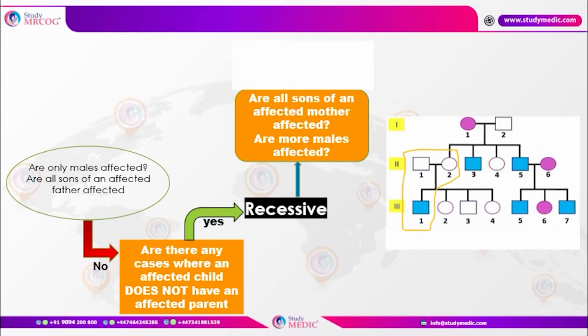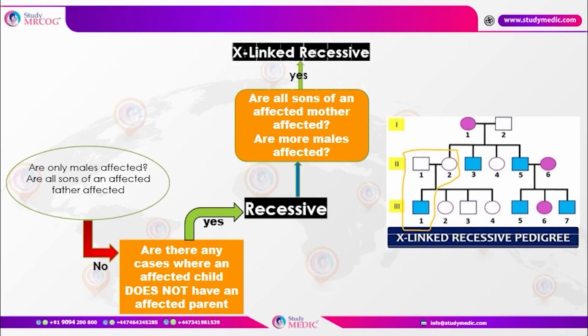In this pedigree, we see at a glance that there are more males affected, but more importantly, all sons of an affected mother are affected. As we know, sons will inherit their X chromosome from their mothers. So this is an X-linked recessive pedigree.